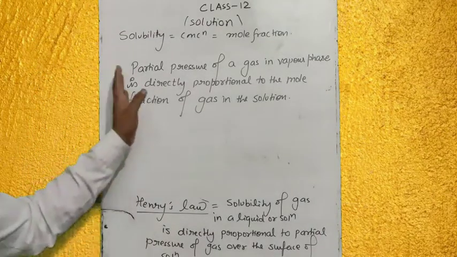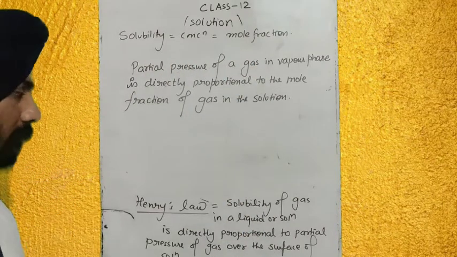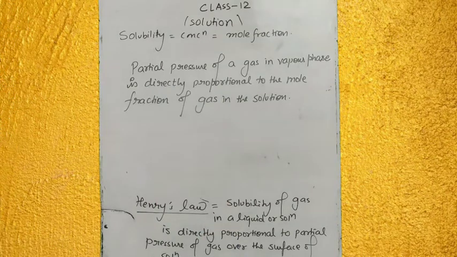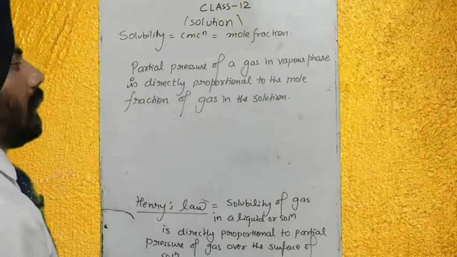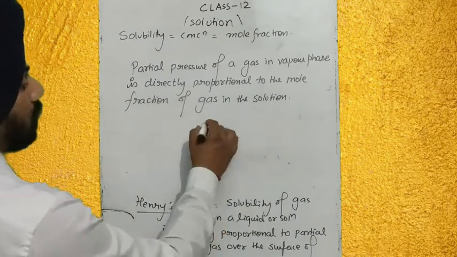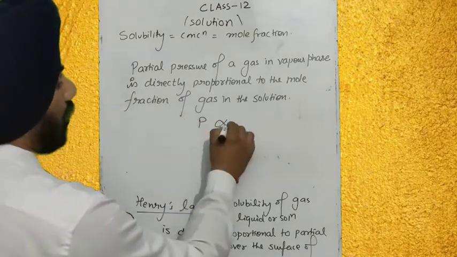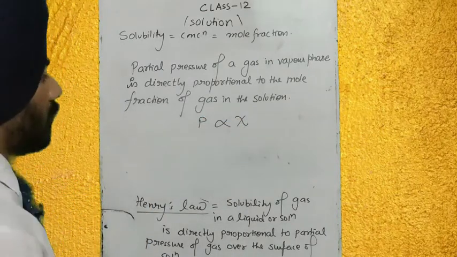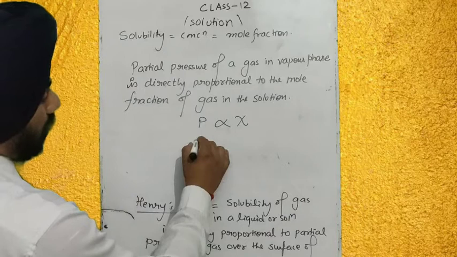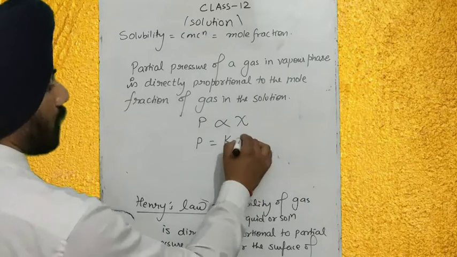This is the most popular statement of Henry. Earlier it was the other statement, and nowadays we write this one. According to this statement, the partial pressure of a gas in the vapor phase is directly proportional to the mole fraction of the gas in the solution. So partial pressure we consider as P and mole fraction by chi. So P is directly proportional to chi. Removing the proportionality sign, we get a constant K_H: P = K_H chi.